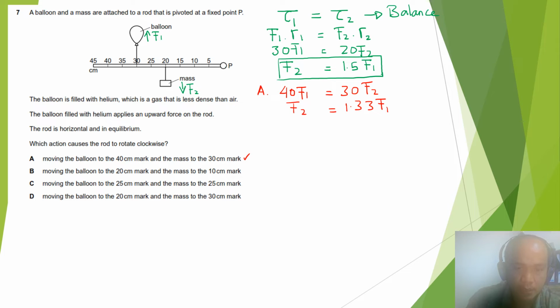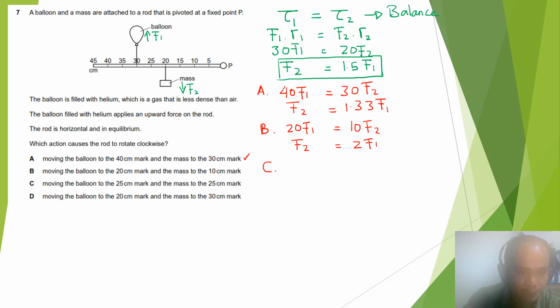Then we will see the next option, moving the balloon to the 20 centimeter mark. So it means that 20 F1 is equal to 10 F2. So F2 here is equal to 2 F1.